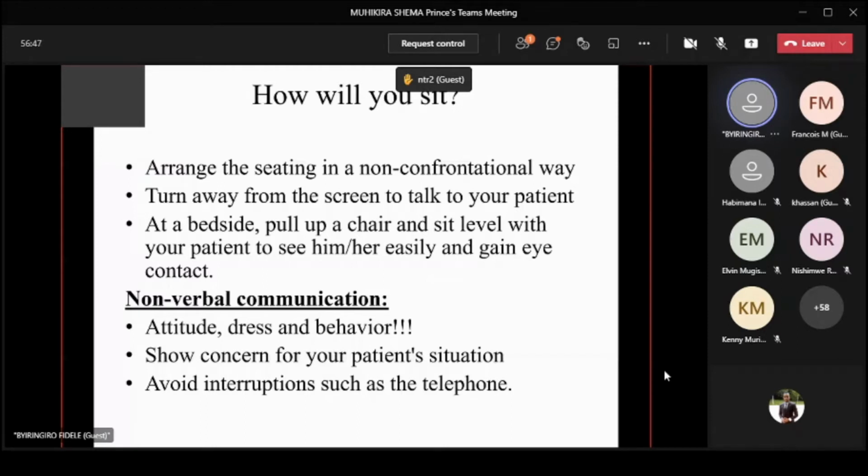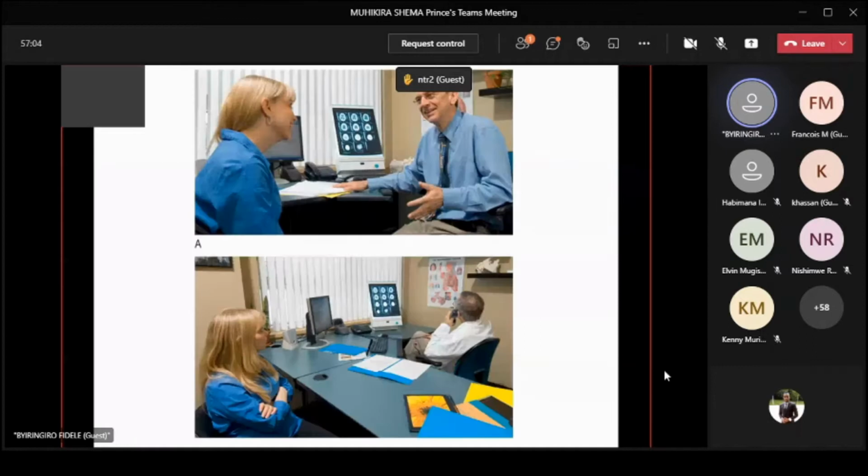For non-verbal communication, always remember your attitude, your dress code, and your behavior, and show that you are concerned about the patient's situation and avoid interruptions such as telephone calls and so on. So this is a simple example of how you should be towards your patient. And this is an example of what you should never do to the patient, because this interrupts your communication with the patient. So starting your consultation, you have to make sure you are talking to the correct patient. You have to introduce yourself so your patient knows who you are and what you do.